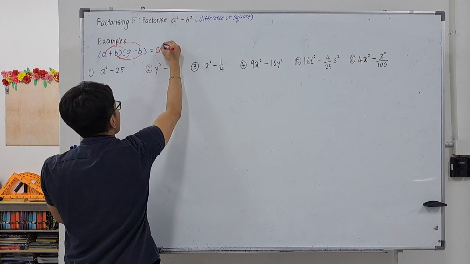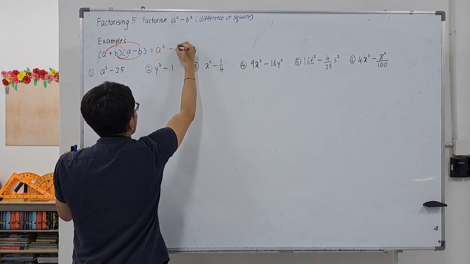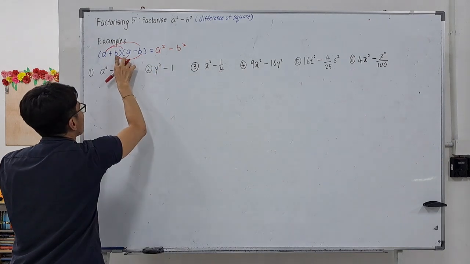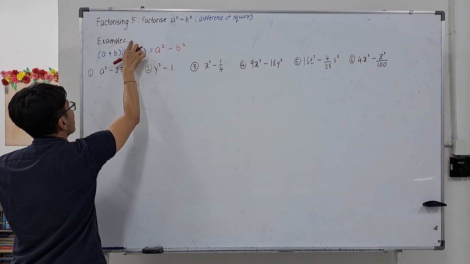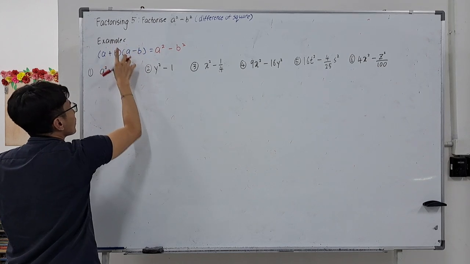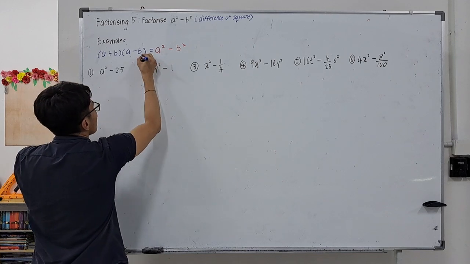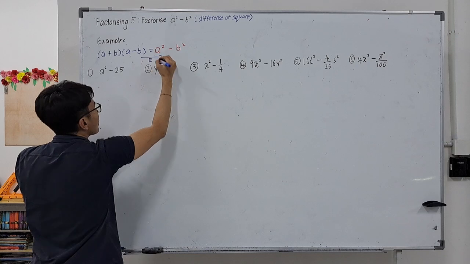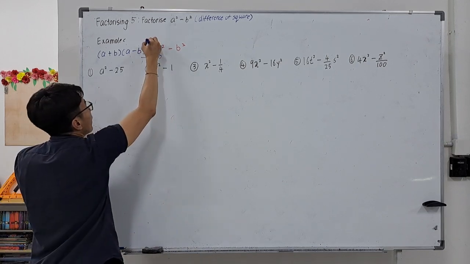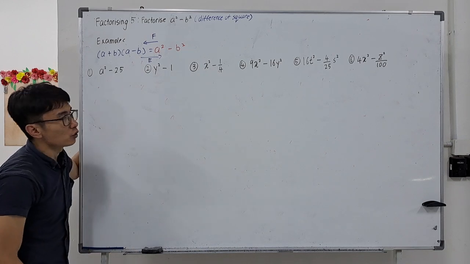So if I expand this, I should get a squared, sorry, not plus, minus b squared, all right? I'm just going to wrap up all these lines a bit. Take a look at this. Now we already know this is the expansion. I'm just going to write E for short. And over here is the factorization which we are interested in doing.